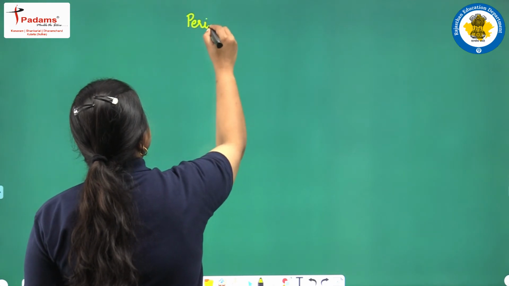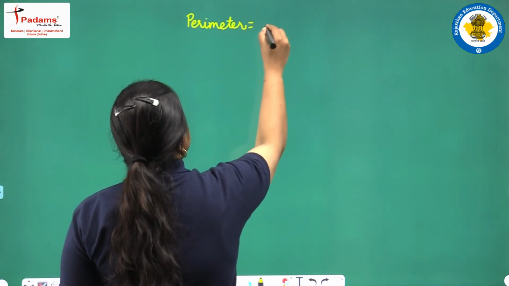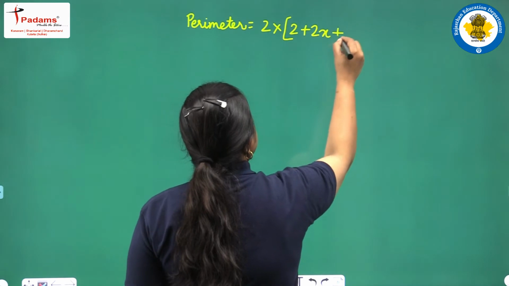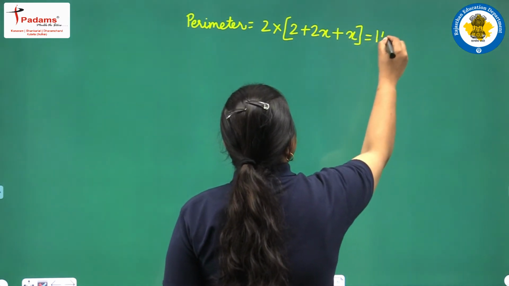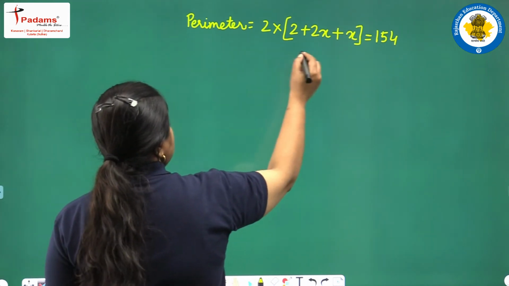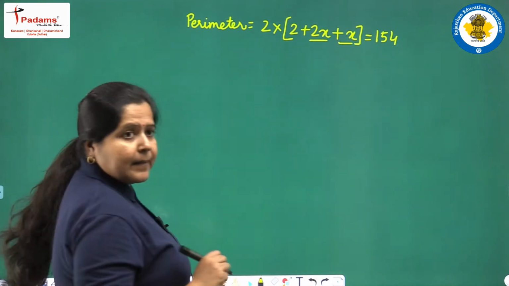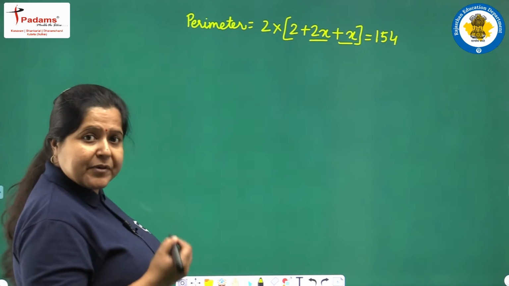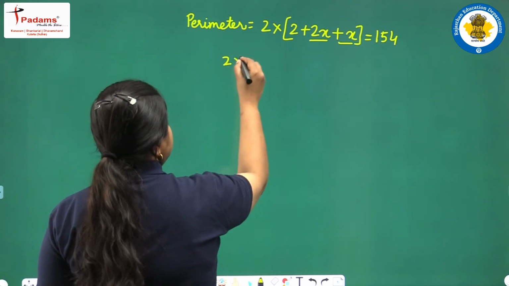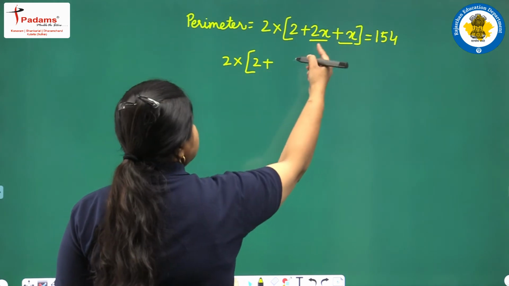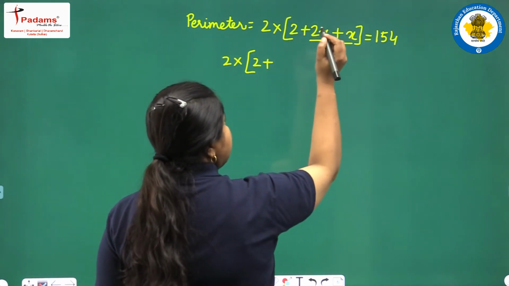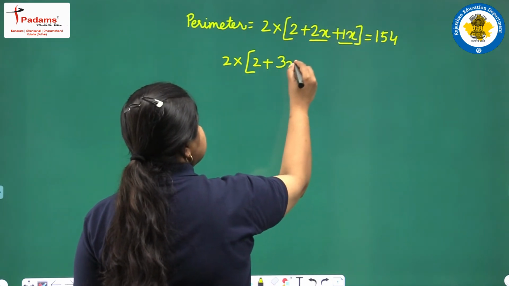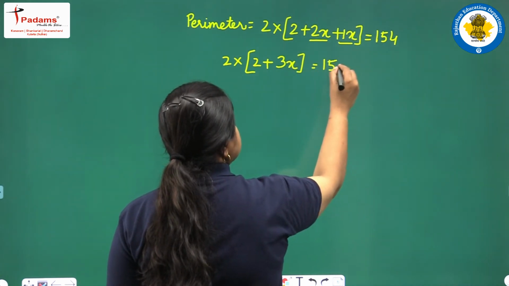The perimeter is 2 into (length, which was 2 plus 2x, plus the breadth, which was x) equal to 154. Now, here there are two terms with variable x. The terms with the variable will be added together and the constant will be kept separately. So, this will give us 2 into (2 plus) we will add these two terms. This is 2x and no number is visible here, so it is 1x. So, 2x plus 1x will give us 3x equal to 154.